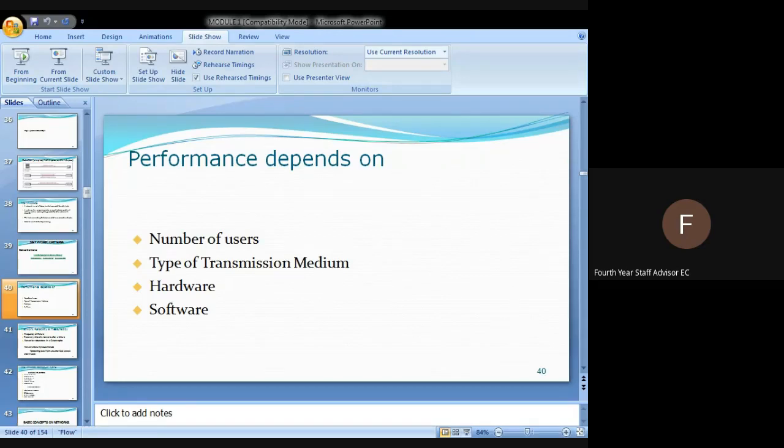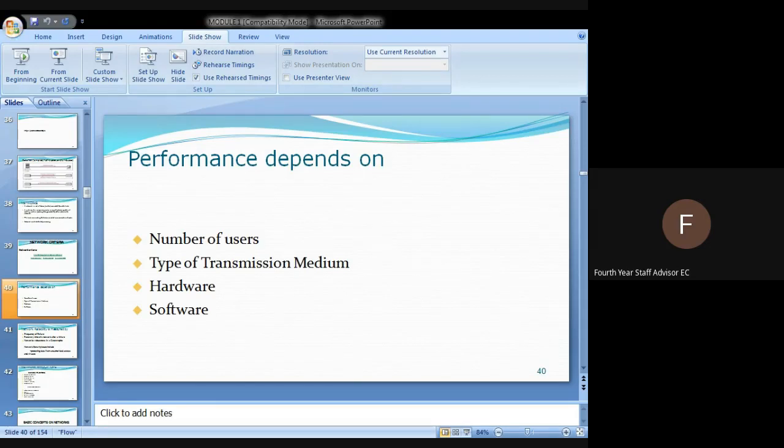Now, the fourth parameter is the software. Software is how you are going to process the data as far as the sender is concerned, the receiver is concerned, and the intermediate nodes. So the efficiency of the software is also a parameter that affects the performance of a network. Hope that four things are clear for you.